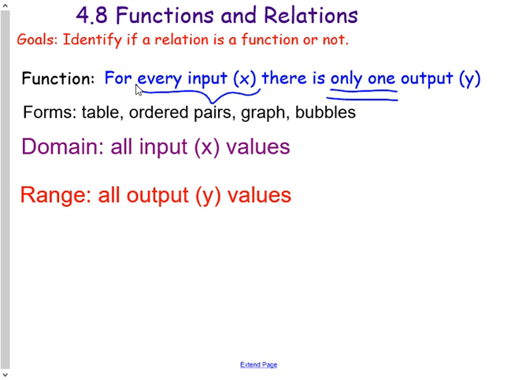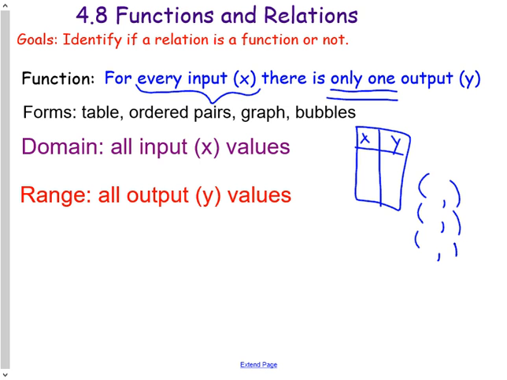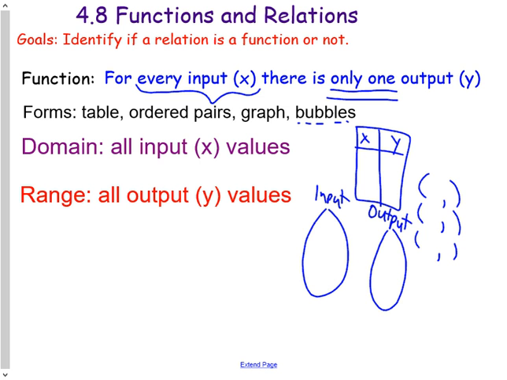There are different forms these can take. Last time we looked at these, they were in tables where we were worried about, does the x repeat? It's the same question we're looking at today. However, we'll also deal with some that might be in pairs of points, or a graph, or what we could call a function bubble, where one set of inputs goes to another set of outputs. They're all different ways we can look at a function.